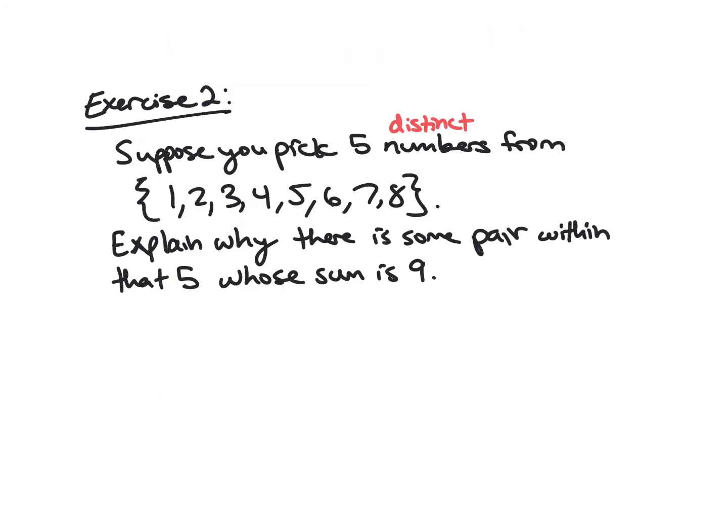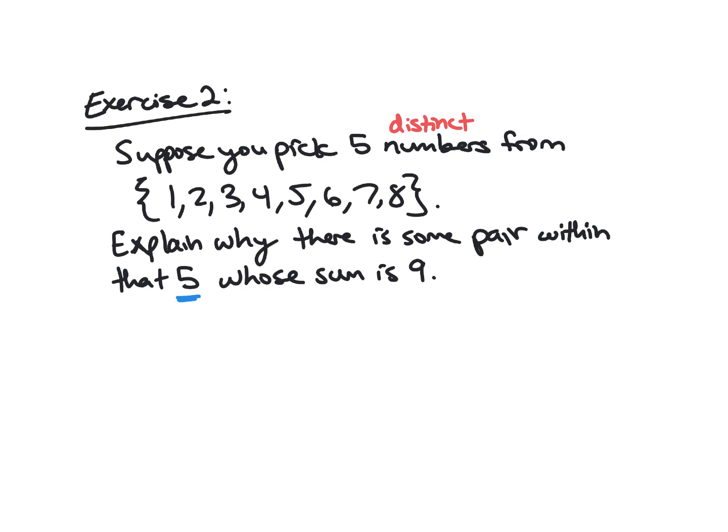All right, so for your second exercise, just to practice this idea, a little more challenging one: suppose you have this set of 8 numbers, 1 through 8, and you are picking 5 distinct numbers from that set. Then explain why you have at least some pair from those 5 distinct numbers whose sum is 9. Okay, so you've got 5 that you're choosing, right? And you want a pair.